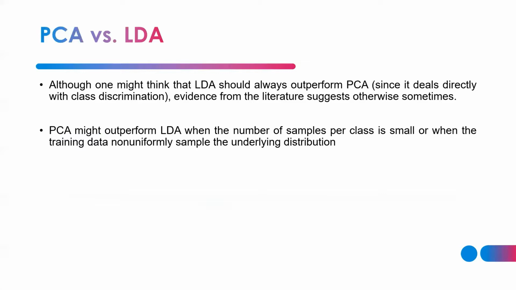PCA versus LDA. Although you might think that LDA should always be used, because based on the fact that it's using the classification label, it will always outperform PCA, in reality, if you look into the literature, you will find many papers claiming that PCA outperformed LDA in their own experiments. PCA might outperform LDA when the number of samples per class is small, or when the training data non-uniformly sample the underlying distribution. So it depends on the data or the nature of the problem you are working on as well.